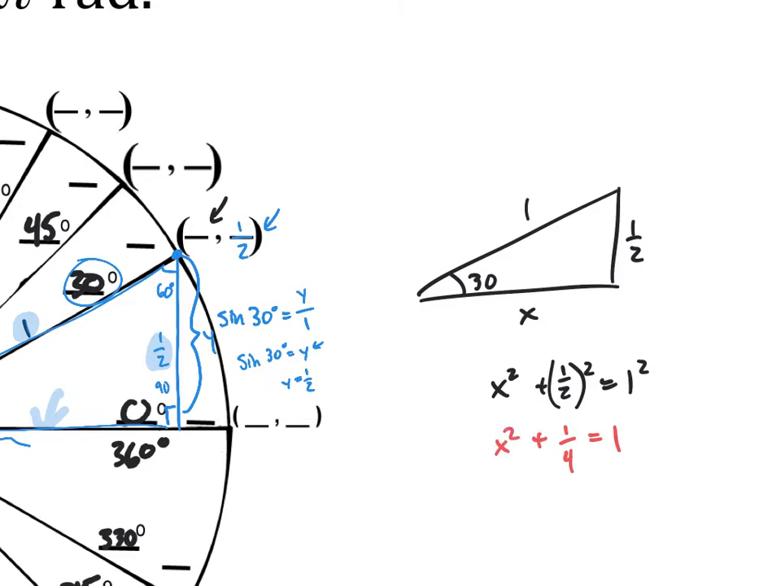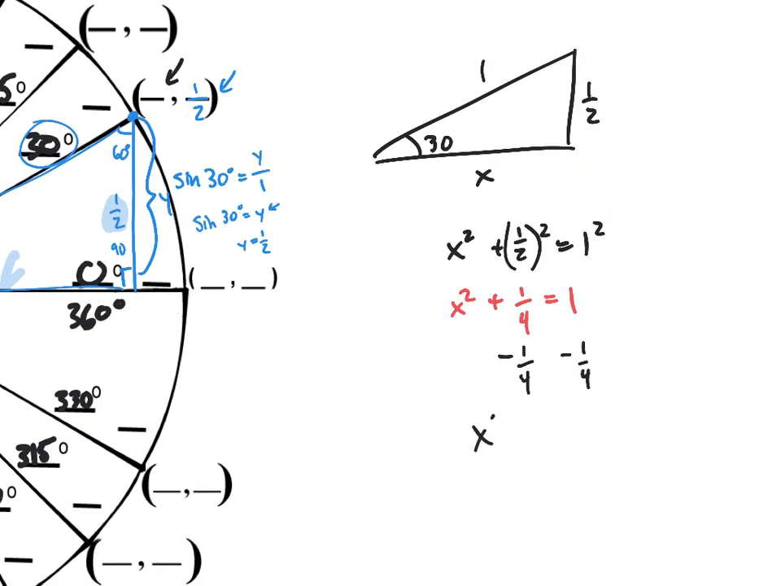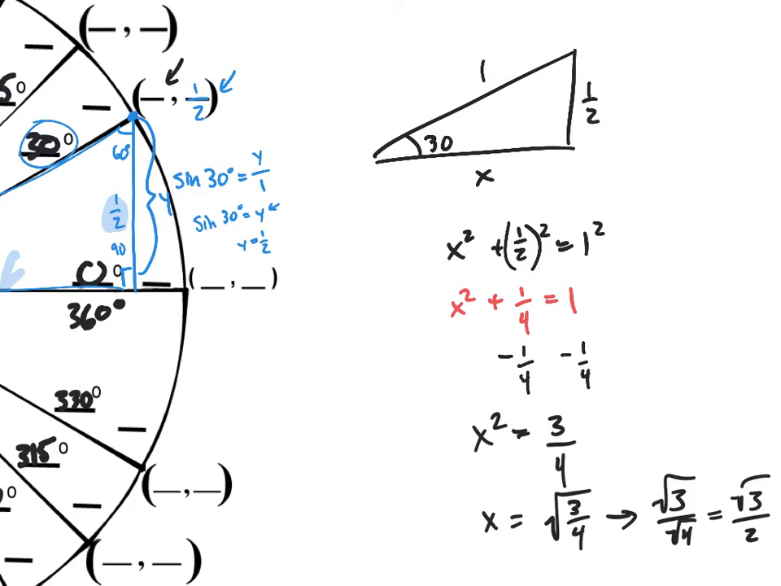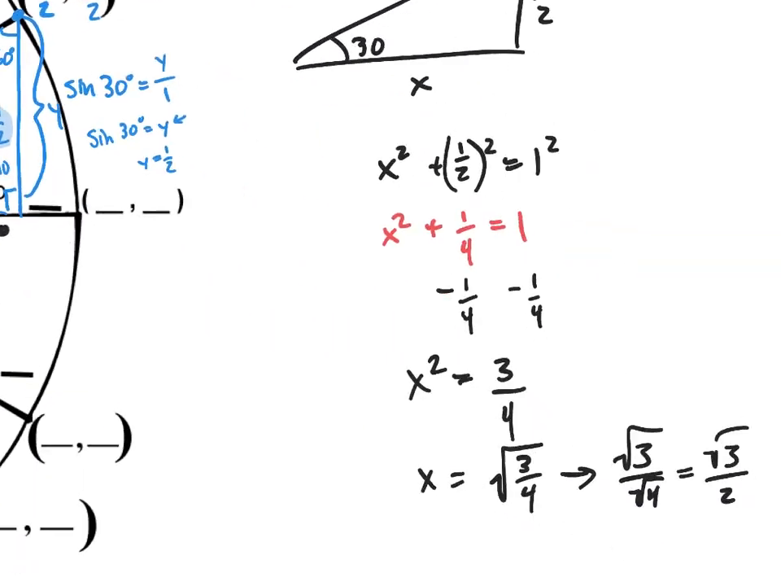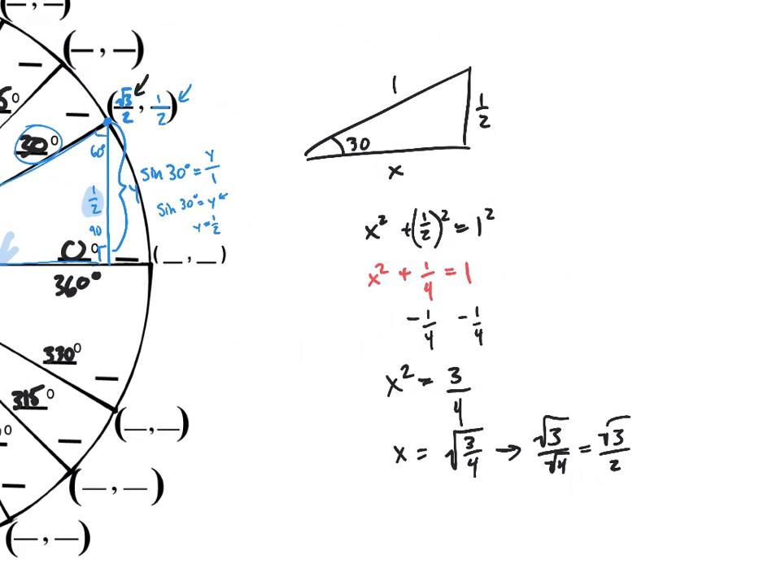So then we're going to subtract 1/4 from both sides. We get x squared equals 3/4. We're going to take the square root of both sides, which is x equals the square root of 3 over 4. And if we go back to radicals, I know this would be the square root of 3 over the square root of 4. And the square root of 4 is 2, so we write the square root of 3 over 2. So we're going to put square root of 3 over 2 right there. So that is the cosine, by the way, of 30 degrees.